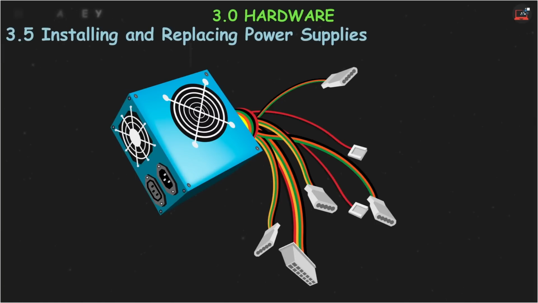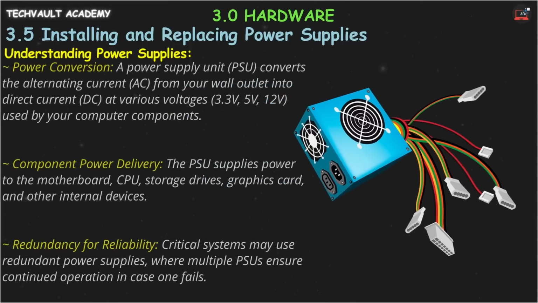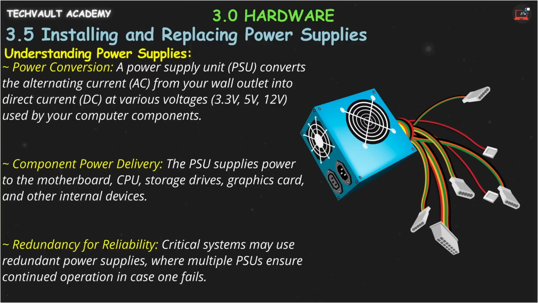Power Up Your PC, a guide to installing and replacing power supplies. This guide empowers you to choose, install, and replace a suitable power supply for your computer. Understanding power supplies. Power conversion: a power supply unit, PSU, converts the alternating current, AC, from your wall outlet into direct current, DC, at various voltages, 3.3 volts, 5 volts, 12 volts, used by your computer components. Component power delivery: the PSU supplies power to the motherboard, CPU, storage drives, graphics card, and other internal devices.